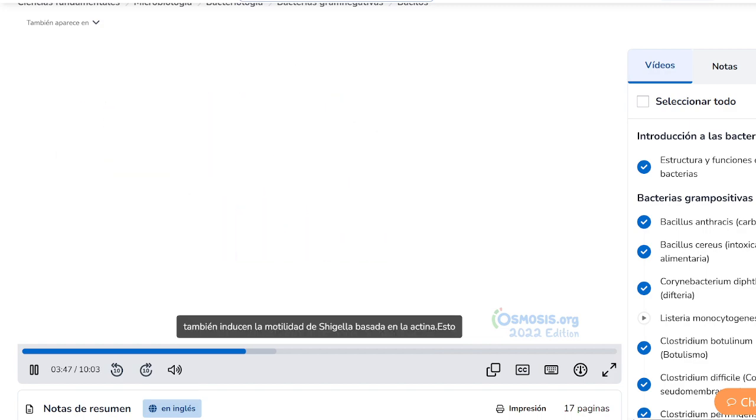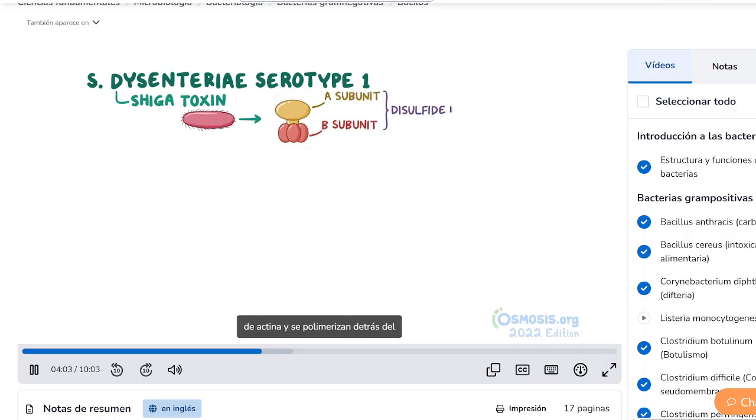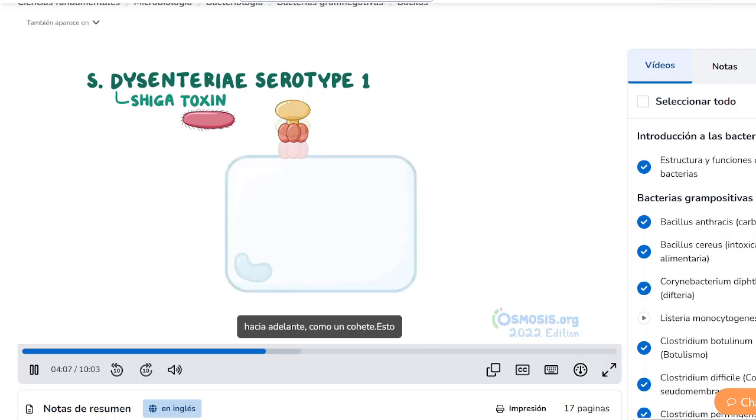Finally, one particular species of Shigella, Shigella dysenteriae serotype 1, also produces shigatoxin. Shigatoxin, similar to the Shiga-like toxin-producing pathotype of E. coli, is an AB toxin, so it has two main subunits, A and B, that are joined by a disulfide bond. Each subunit plays a specific role in the invasion and destruction of a host cell.